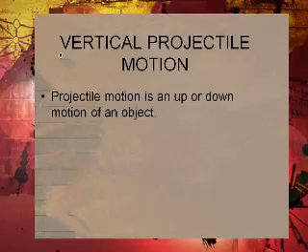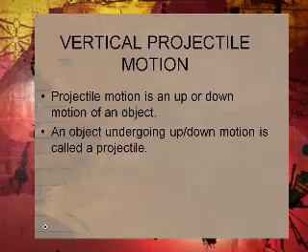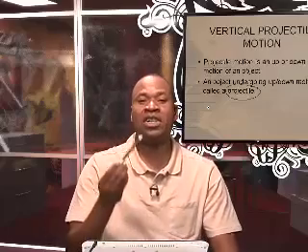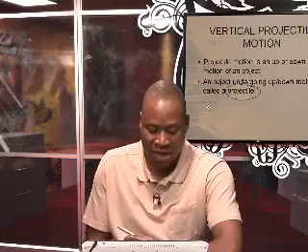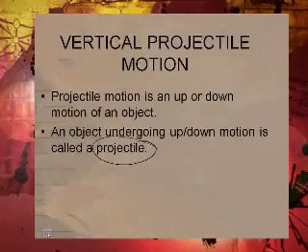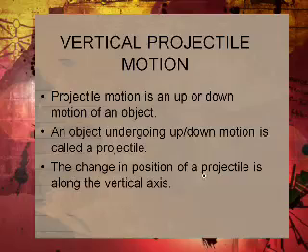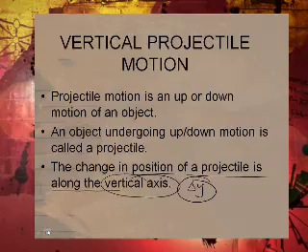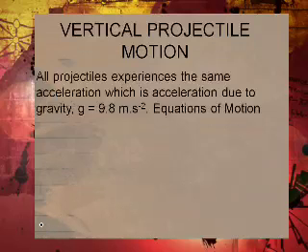Okay, vertical projectile motion. Vertical projectile motion is an up or down motion of an object. An object undergoing up or down motion is called a projectile. So if I throw this pen up, we can say that is a projectile, because it is now moving in vertical motion. The change in position of a projectile is along the vertical axis, and therefore we're going to use delta y for that change in position.